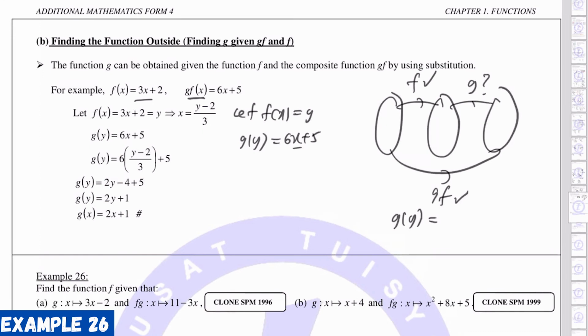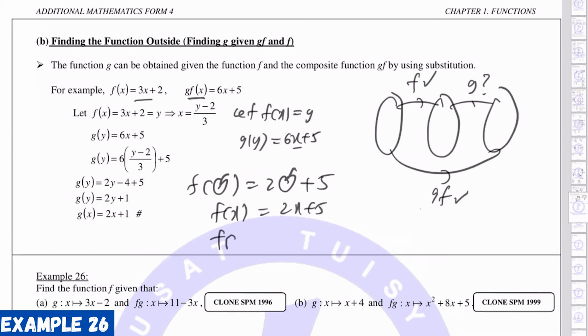So you want to write g(y) in terms of y. For example, I like to give this fruit equation. If I say f(apple) is 2 apple plus 5, then I can conclude f(x) is 2x plus 5. But if I have f(apple) equals 2 oranges plus 5, then they are not the same fruit.